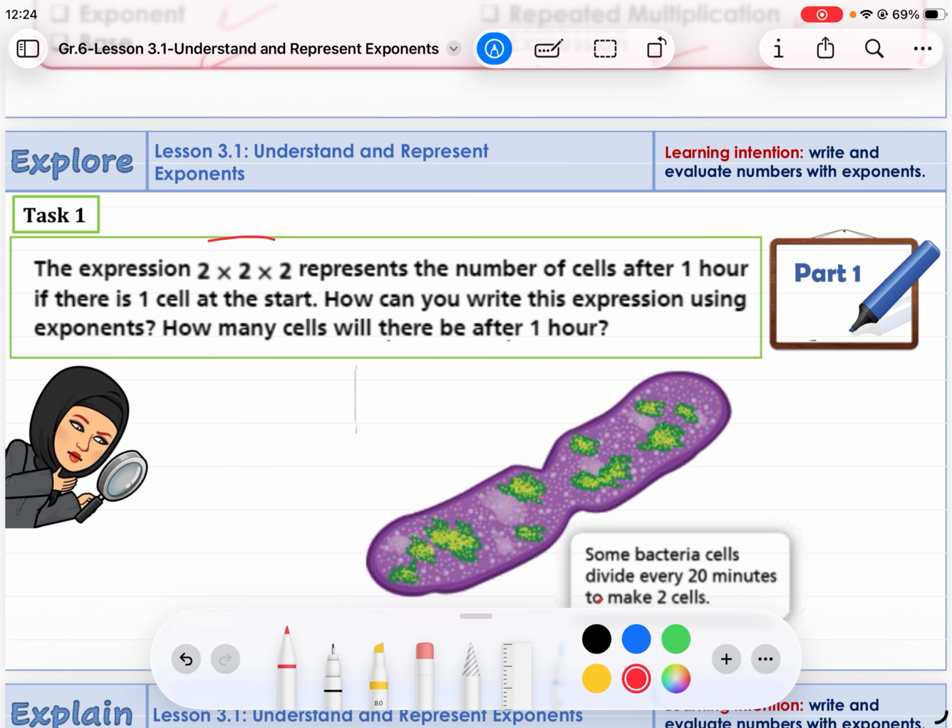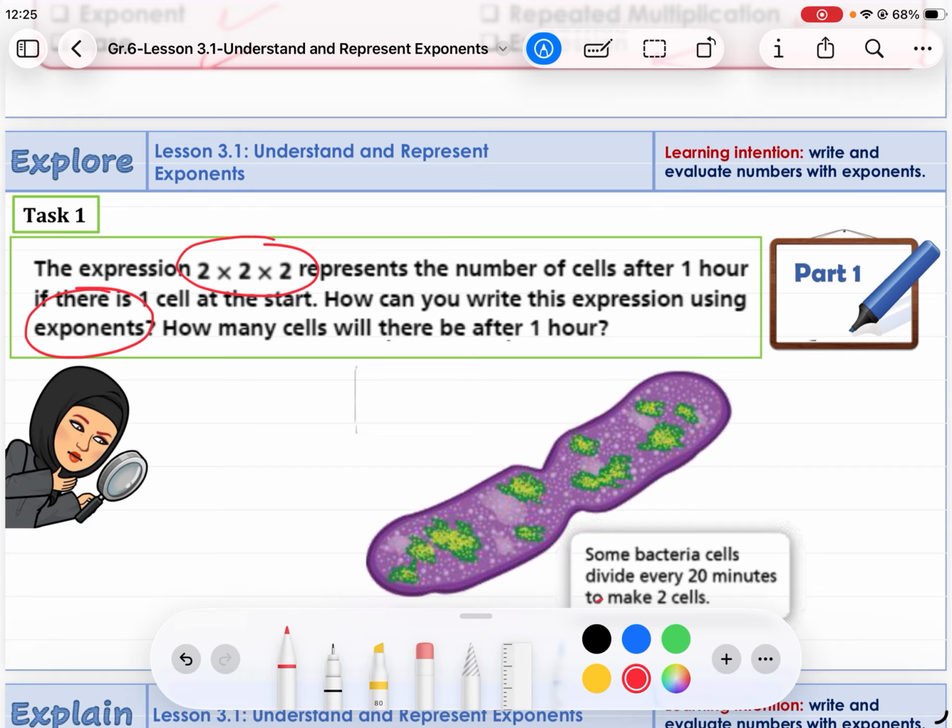So here we have this expression, 2 times 2 times 2. As you can see, that represents repeated multiplication. Because sometimes you will have more than 3 twos. You could be having 100 twos. So it's kind of difficult to keep on writing 2 times 2 times 2 times 2 until 100. So we have a shortcut for that. We're going to be using exponents.